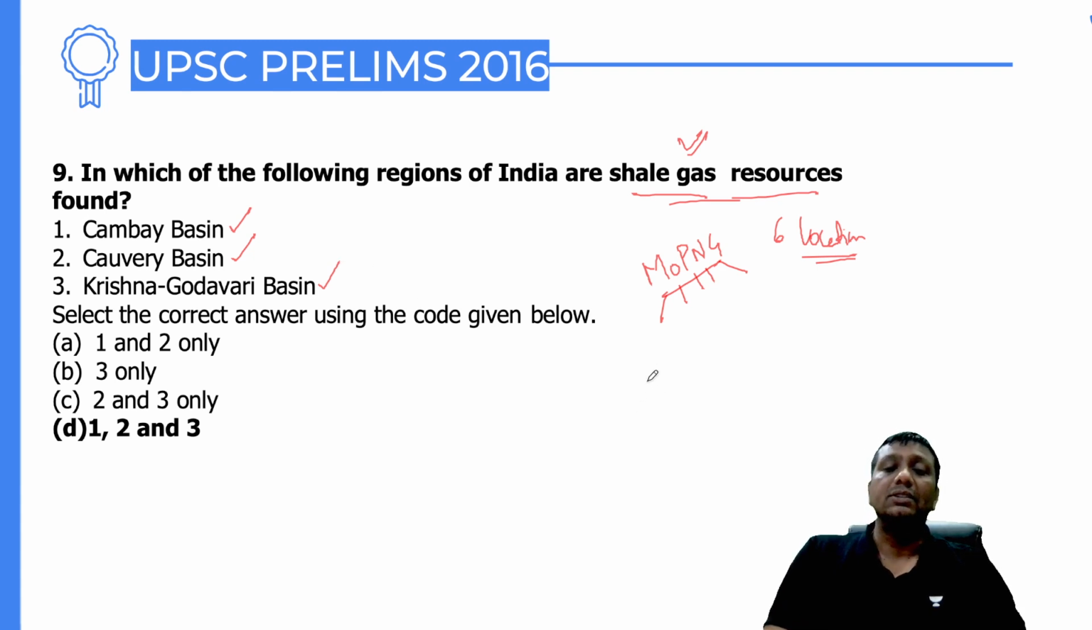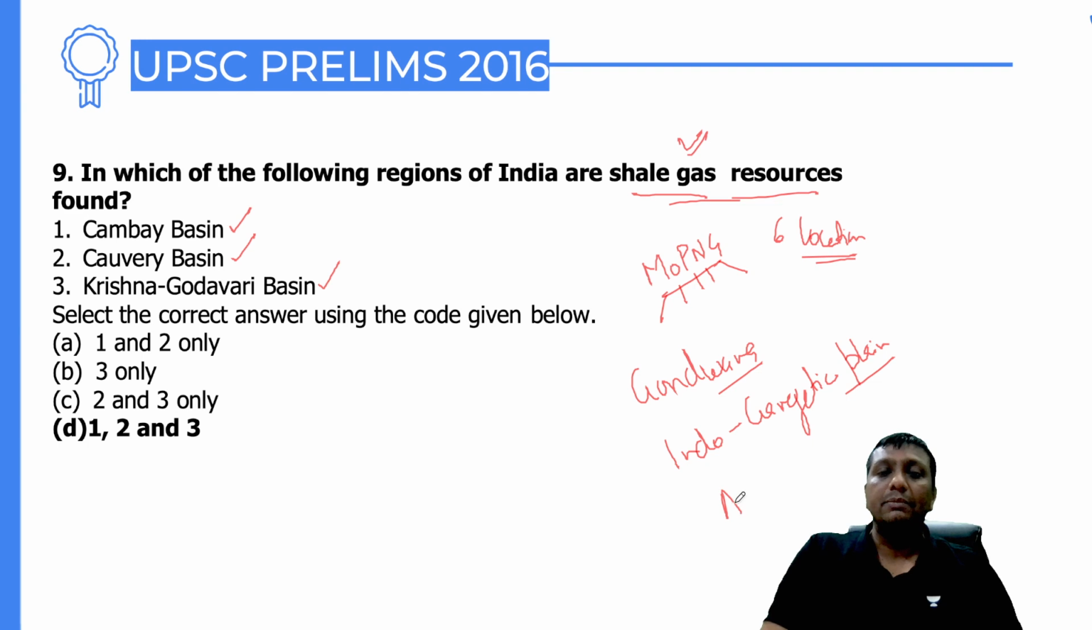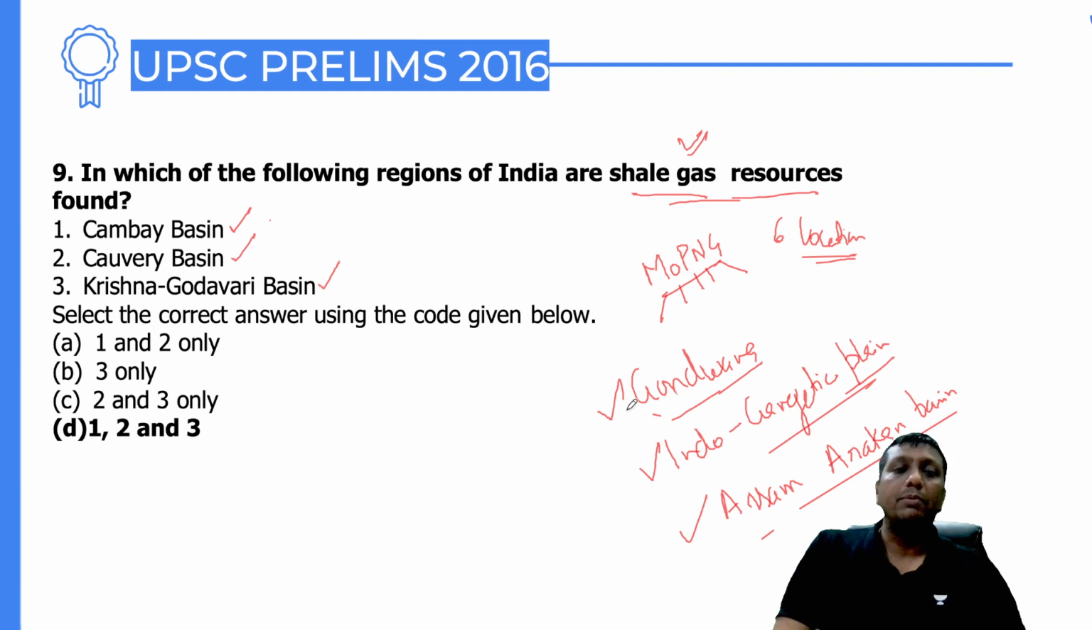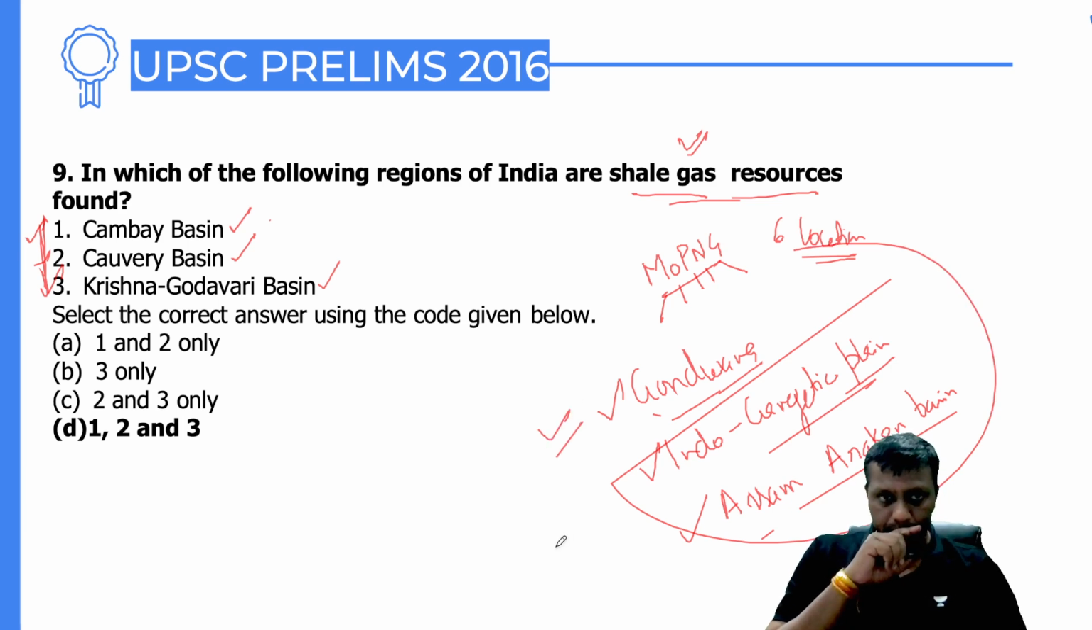A part of the others is also there, guys. The Gondwana region is also one of them. Even the Indo-Gangetic Plain is also one of the regions. The Assam Arakan Basin is also one. So in total 6 locations where shale gas reserves are reported in India: 1, 2, 3, 4, 5, 6. But UPSC asked about these three, so these 3 were 100% right. Total 6 locations, the rest of the 3 locations you can see here.